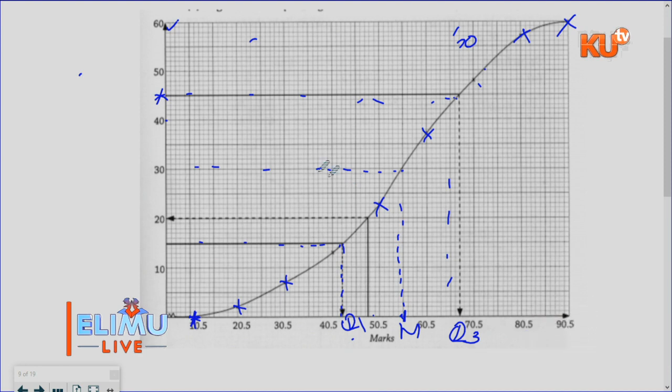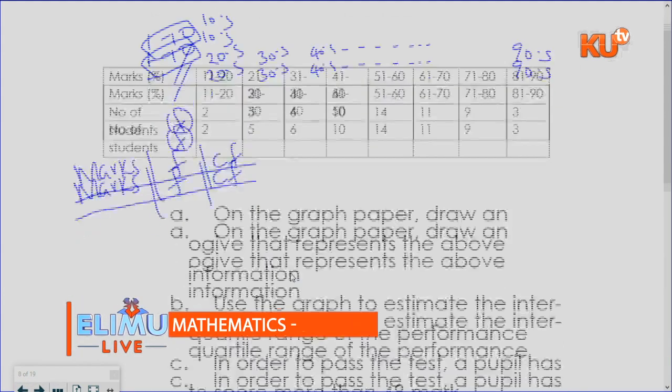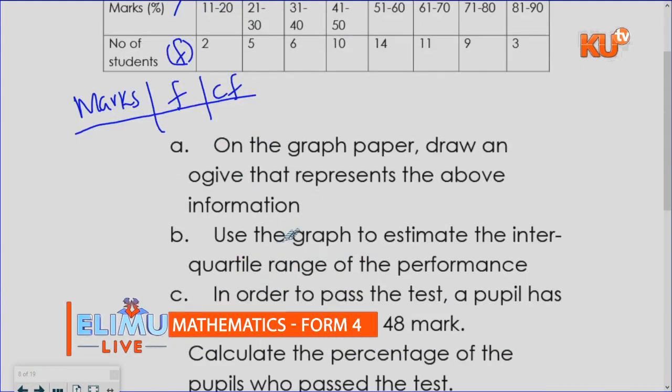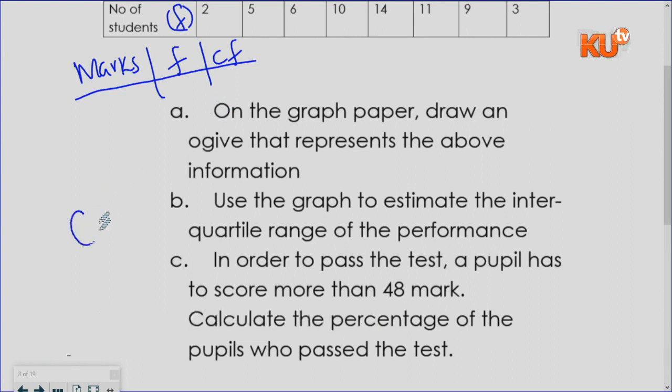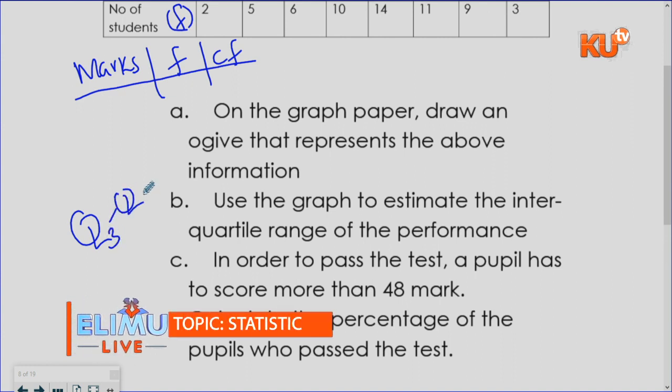Compare this with the other one. So that's how we can calculate that. Then there is the last question there about your talk, estimate the interquartile range of the performance. Interquartile range, this should be Q3 minus Q1. So you take the value of your Q3 minus your Q1.